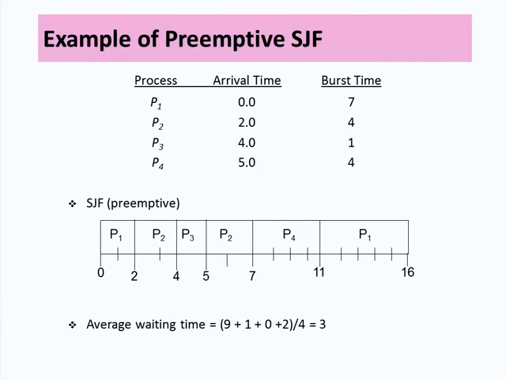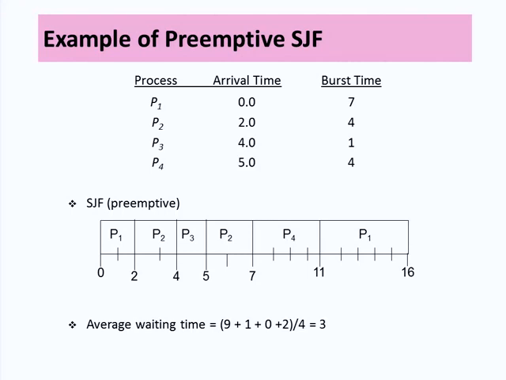Okay? Now, if we look at P3, it arrived at t equals 4, and started at t equals 4. It finished at t equals 5 and did not appear again, which means it has only one waiting time, which is 0, right? And the response time is 0 as well.